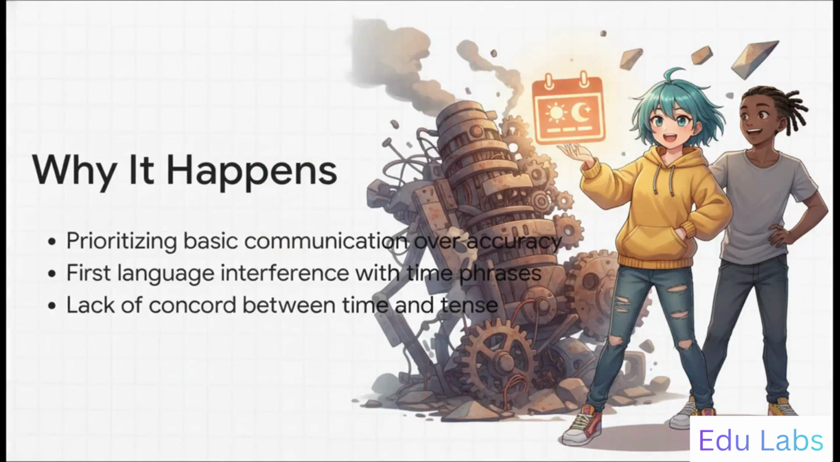So why does this fluency trap happen? Well, honestly, it's mostly because English learners, quite understandably, prioritize just getting their point across over perfect grammatical accuracy. If the listener understands them, their brain says, awesome, mission accomplished. Plus, they frequently fall back on the syntax of their native language. For instance, in languages like Chinese, time is often indicated just by adding a time phrase like yesterday rather than fundamentally altering the verb itself. So a speaker might say, I go to the store yesterday, relying entirely on the word yesterday to do all the heavy lifting instead of actually changing the verb to went.